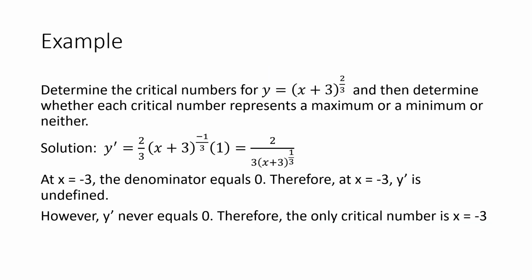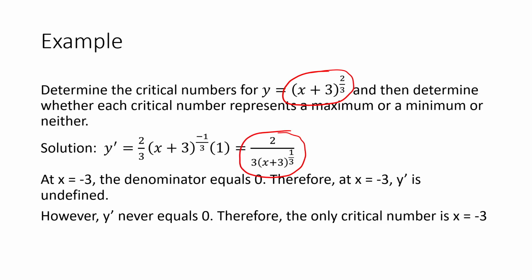Now, let's do another example. Looks pretty similar to the second one, but it's going to have a different result. We're going to say y is equal to (x plus 3) to the 2/3, and we're going to see whether that critical number represents a max or a min or neither. So when we determine the derivative there, we've got 2/3 times (x plus 3) to the -1/3, and we reorder it a little bit, and we get 2 over 3 times (x plus 3) to the 1/3.